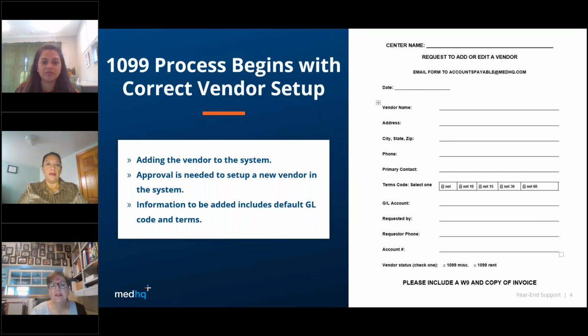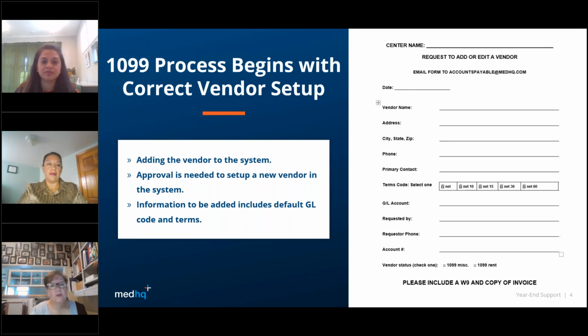Terms. When does the vendor expect payment? Is the invoice due upon receipt? 30 days, 45 days, or something else? Is there a standard GL code for this vendor that the invoice will be coded to? This will assist the invoice when it's entered.